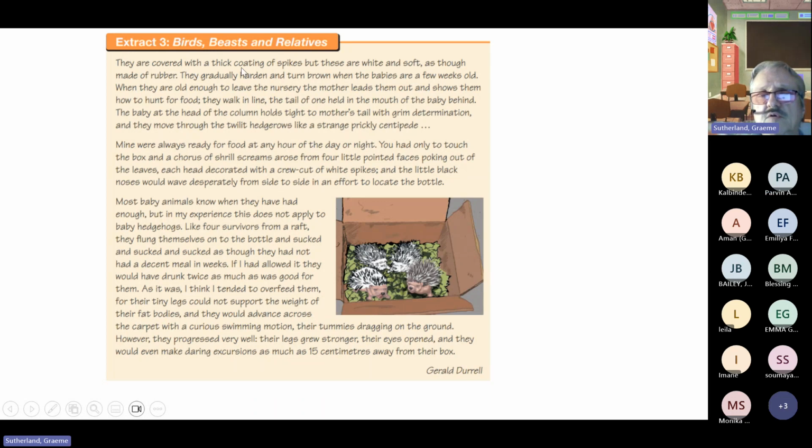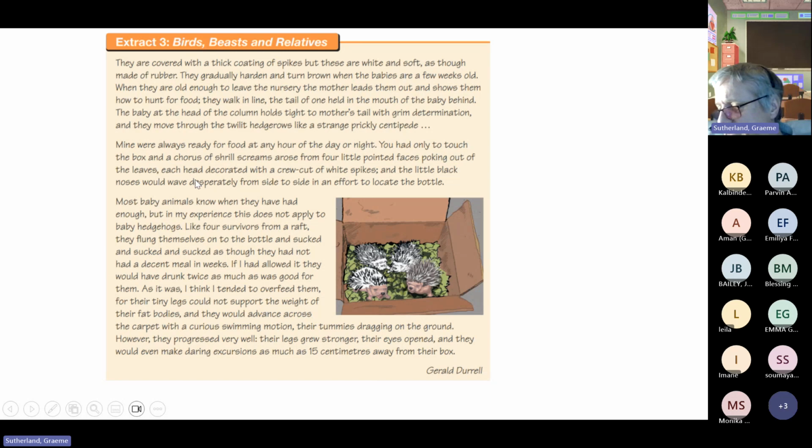They are covered with a thick coating of spikes, but these are white and soft, as though made of rubber. They gradually harden and turn brown when the babies are a few weeks old. When they are old enough to leave the nursery, the mother leads them out and shows them how to hunt for food. They walk in line, the tail of one held in the mouth of the baby behind. The baby at the head of the column holds tight to mother's tail with grim determination, and they move through the twilit hedgerows like a strange, prickly centipede.